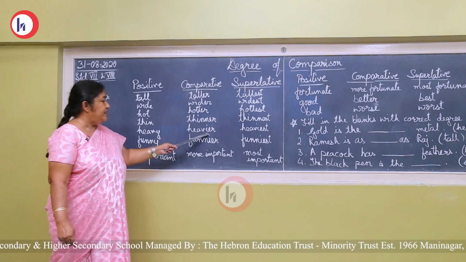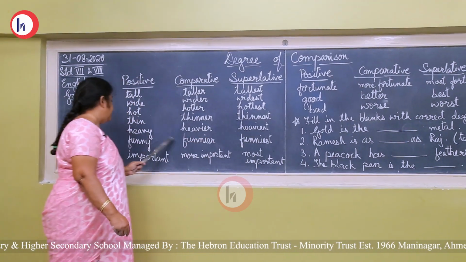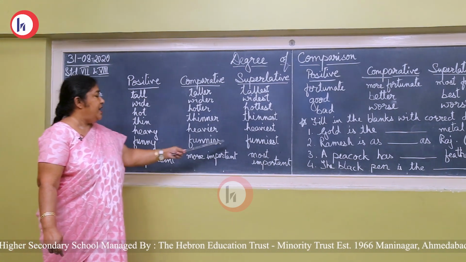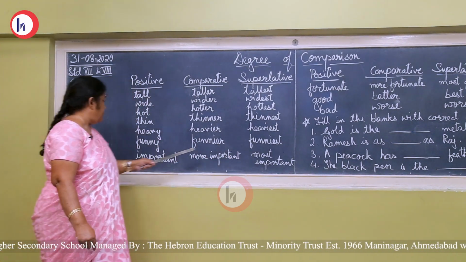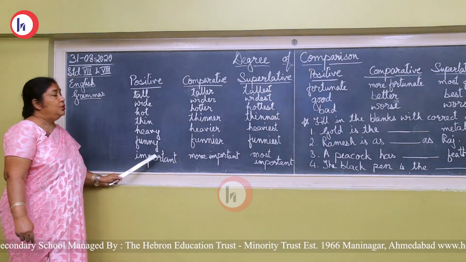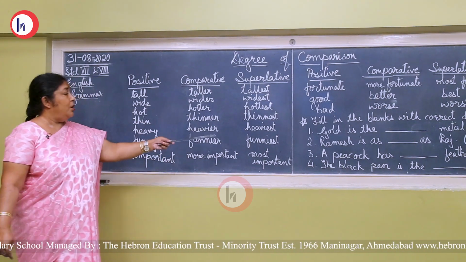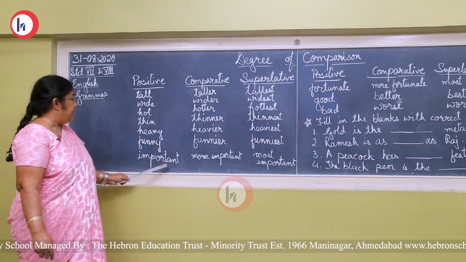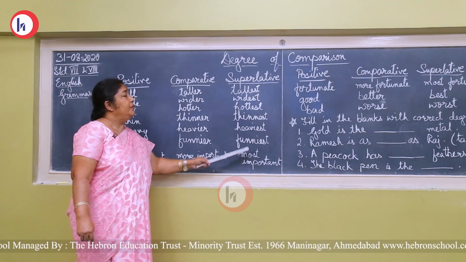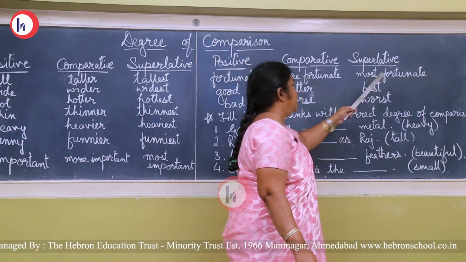Heavy, when the word ends with Y, the Y becomes I and we add ER. So, heavier and heaviest. Y becomes I and EST, heaviest. Funny, Y is here, so it will become funnier and funniest. Important: for some words, we don't add ER and EST. We add more and most: important, more important and most important. Same way, fortunate, more fortunate and most fortunate.